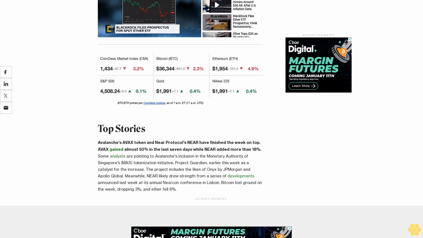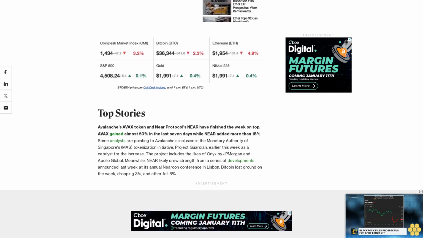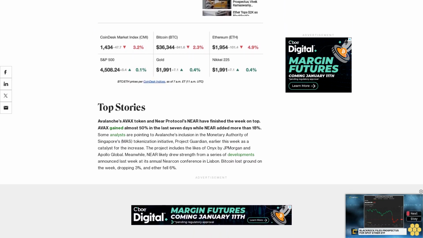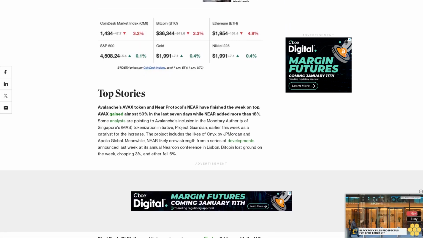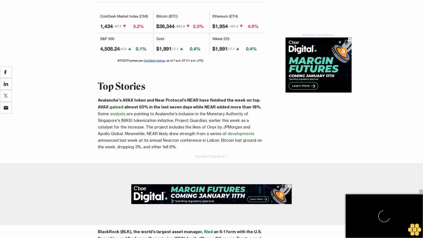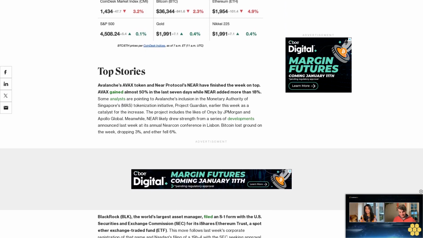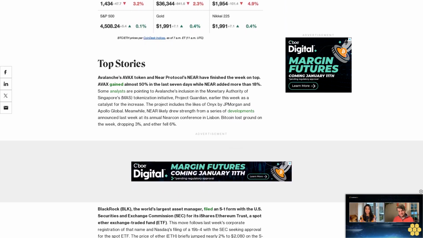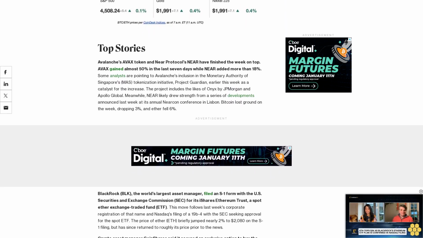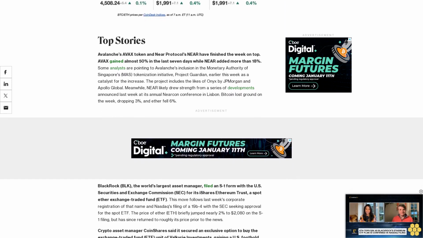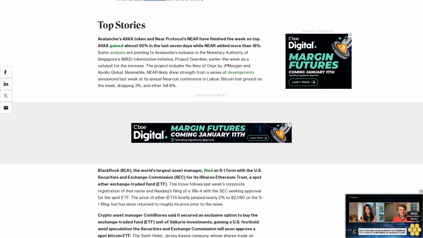Crypto asset manager CoinShares said it secured an exclusive option to buy the exchange-traded fund (ETF) unit of Valkyrie Investments, gaining a U.S. foothold amid speculation the Securities and Exchange Commission will soon approve a spot Bitcoin ETF. The St. Helier, Jersey-based company, whose shares trade on Nasdaq.com, said the option expires March 31. CoinShares didn't disclose how much it paid for the option or details of pricing for the acquisition should it decide to go ahead. Spot crypto exchange-traded products are already available in Europe. That's not yet the case in the U.S., though speculation has swirled recently that one is coming, which could open up Bitcoin investing to a broad range of people.